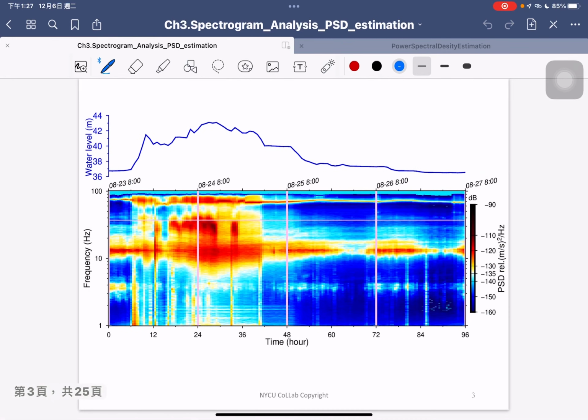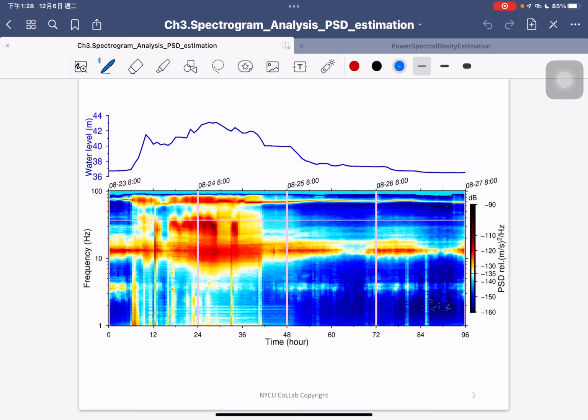Okay? And then we just make a comparison between the water level and the seismic signals, and you can see how correlated they are. In the upper panel, I plot the water level, and you can see the time dimension is quite different compared to our previous class. The data is quite long, because you see the unit here is hour. So every 24 hours is one day.